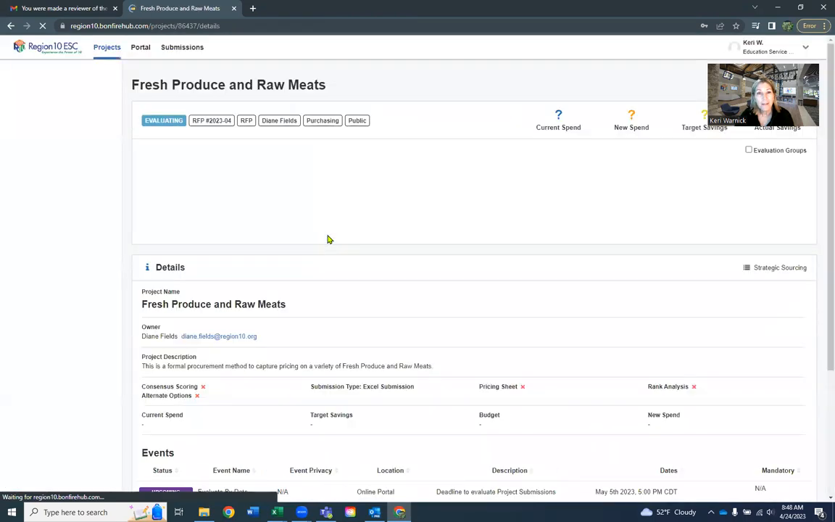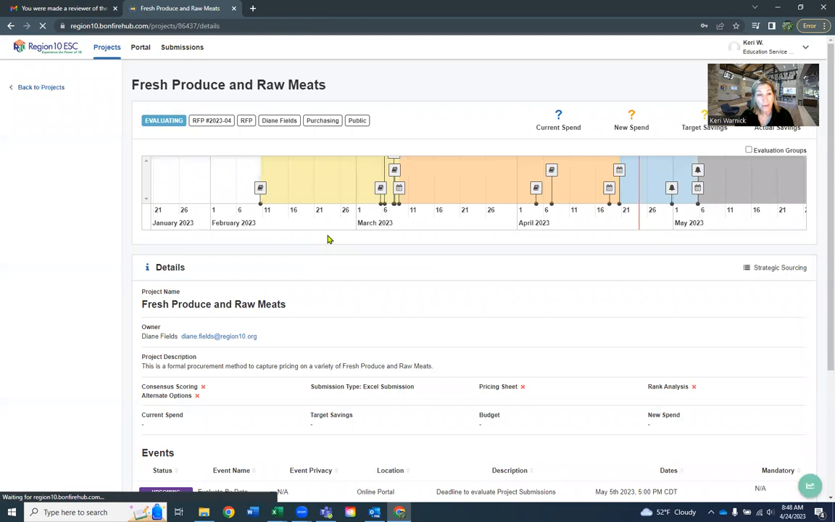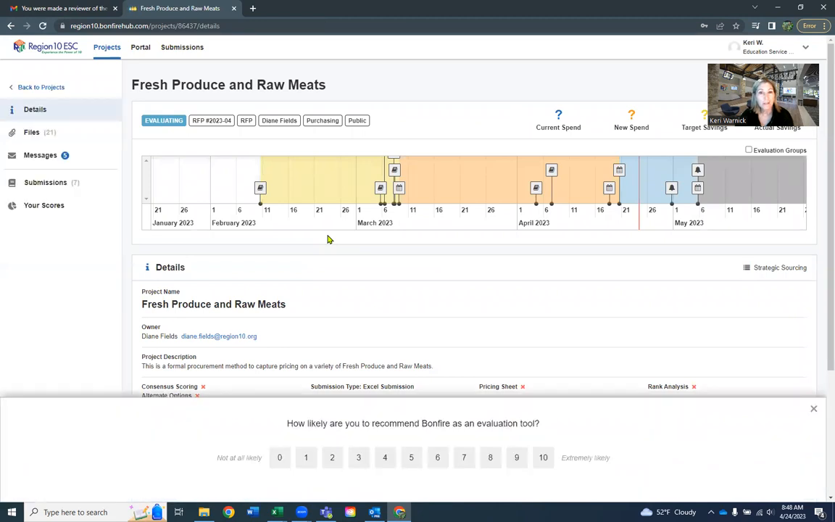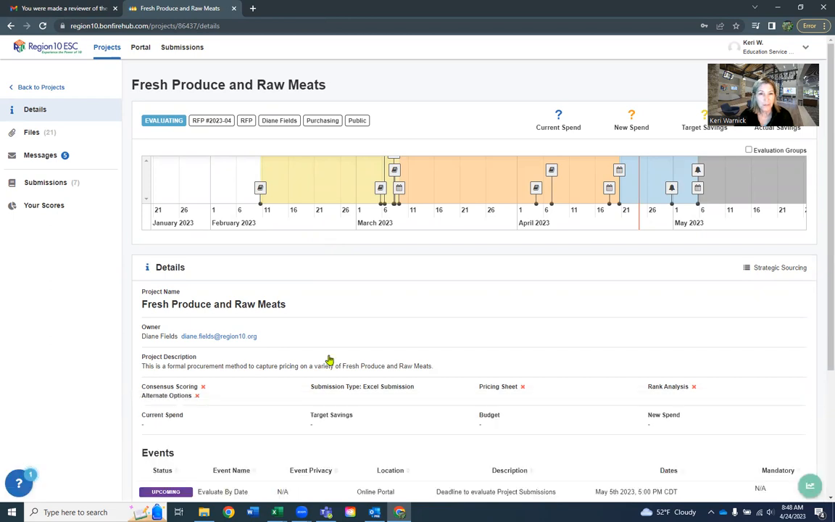It's going to open up the exact bid you are evaluating, and that homepage is going to look like this. Now, you can X that out if you don't want to do the survey there. That's a Bonfire, how's it going kind of survey. So you're going to see the details, which gives you basically the timelines.